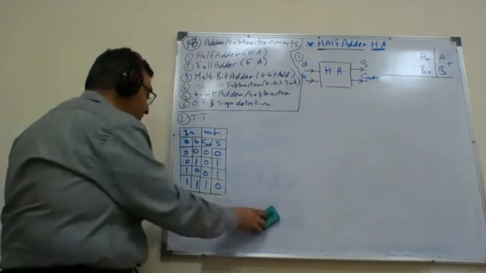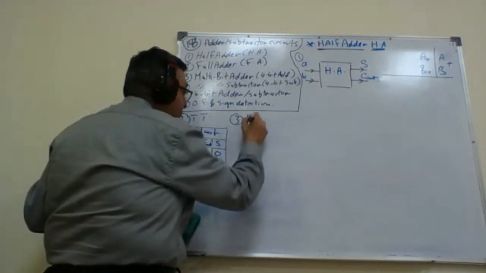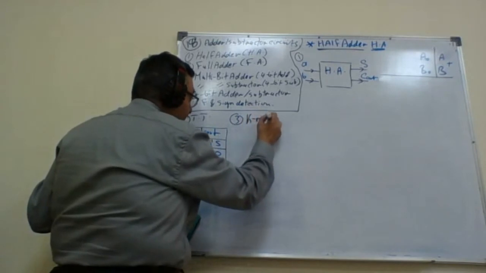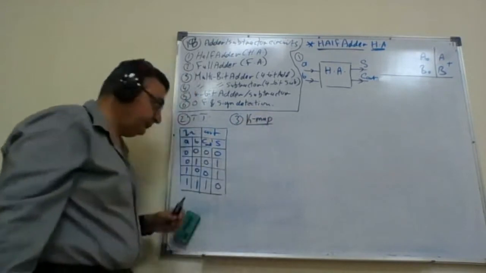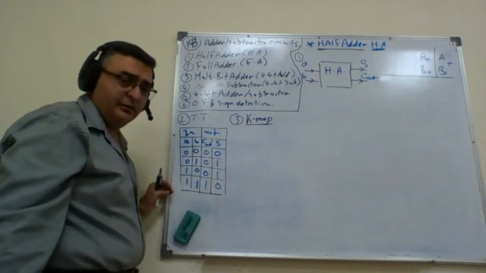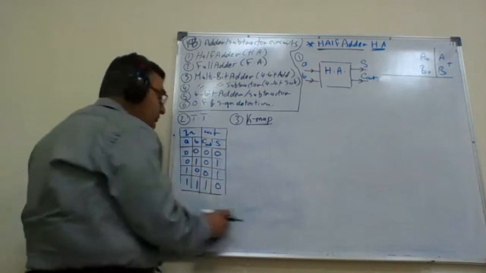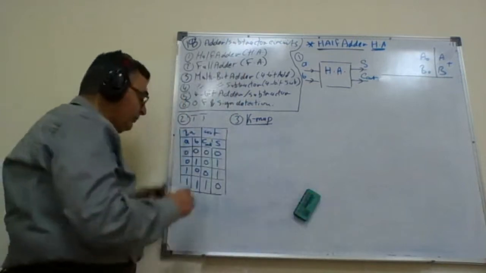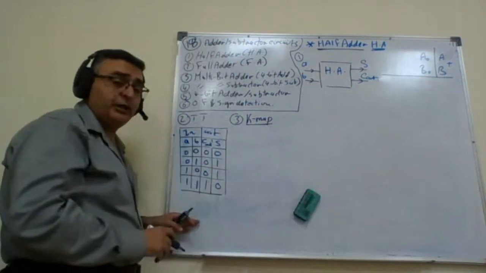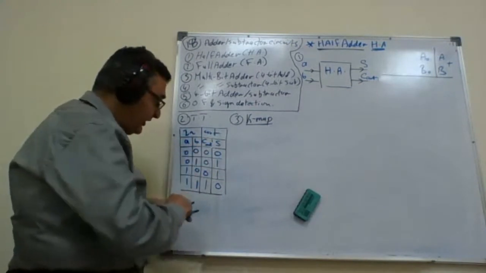Then comes step number 3, which is supposed to be the K-map. However, do we really need a K-map for a 2-variable function? The answer is no, because the K-map will be very simple. If you're still interested to draw it, there is no problem. Let's draw it. How many K-maps do we need? We need a K-map for S and a K-map for C out.